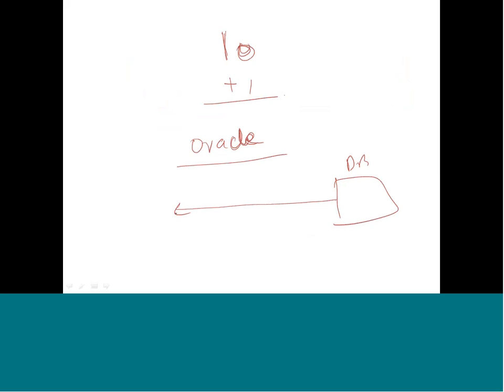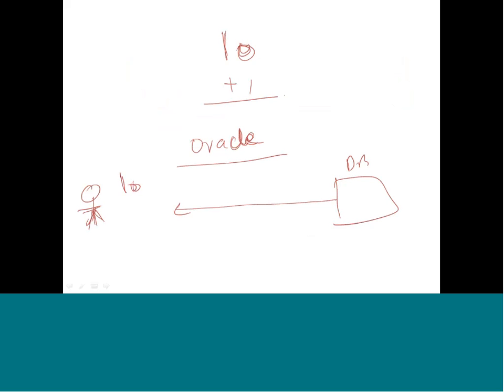Can you explain that again? Okay. So let's say there is a value 10. I want to increment it by 1. In an Oracle database, what do you do? In an Oracle database, this is a database, DB, you will read the value. You will read 10 here.